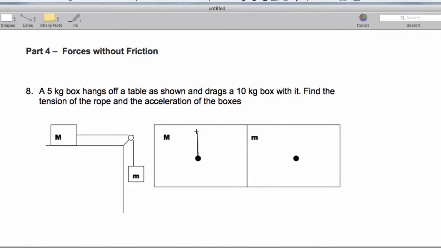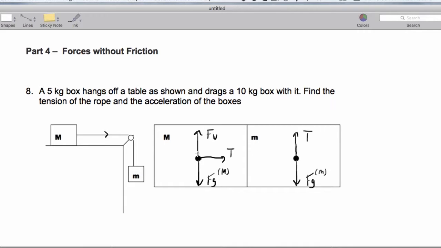For this mass here, we have a normal force pointing up, and we have its weight pointing down. Now remember, whenever we see a rope, we draw a tension going out of the rope. For little m, we have a tension going up, and we have its weight going down. And I want to distinguish between these two forces. So I have the weight of big M versus the weight of little m.